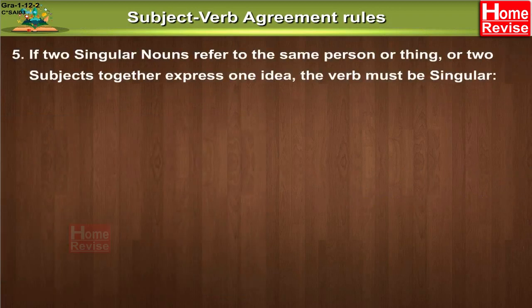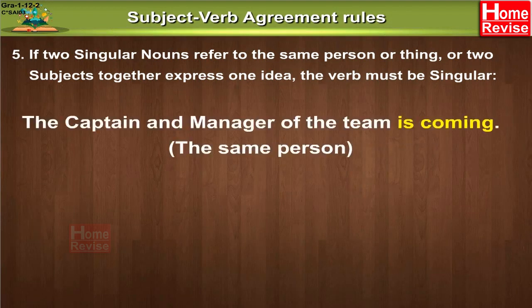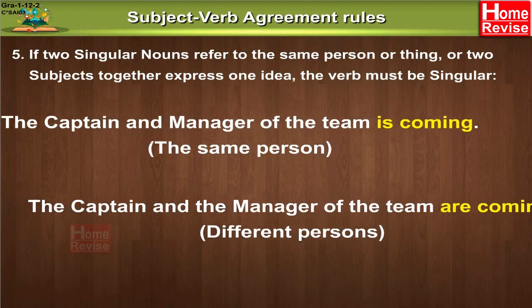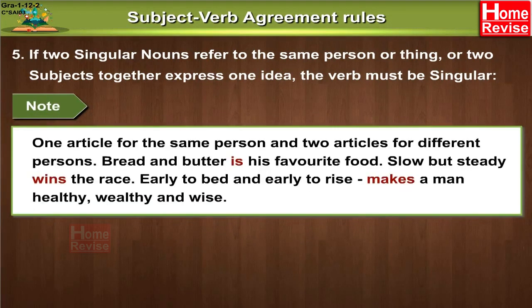5. If 2 singular nouns refer to the same person or thing, or 2 subjects together express one idea, the verb must be singular. The captain and manager of the team is coming. The same person. The captain and the manager of the team are coming means different persons. Note, 1 article for the same person and 2 articles for different persons.